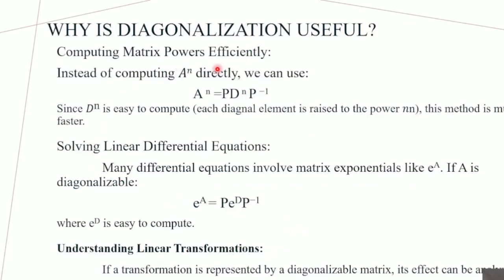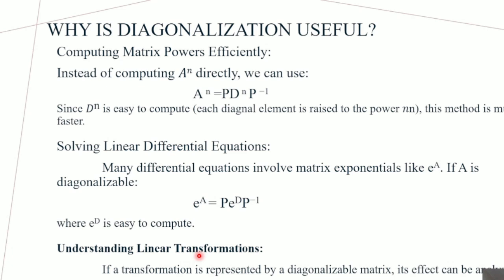Okay, why is diagonalization useful? Computing matrix powers efficiently. Instead of computing A^n directly, we can use P D^n P^-1. Since D^n is easy to compute, each diagonal element is raised to the power n, and the method is much faster. Solving linear differential equations, many differential equations involve the matrix exponential e^A. If A is diagonalizable, e^A = P e^D P^-1.